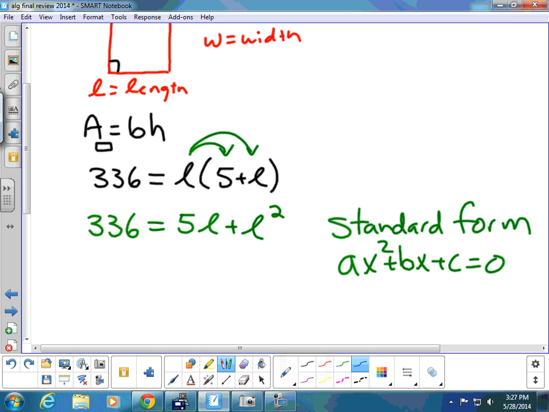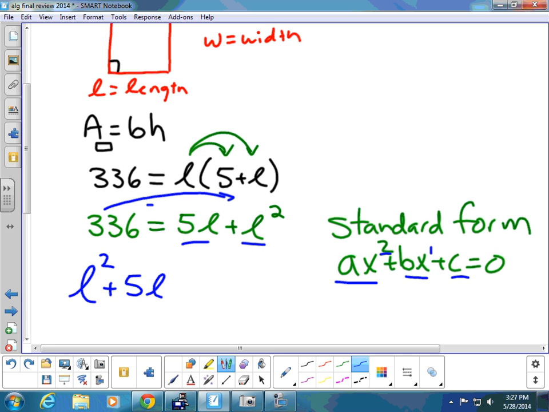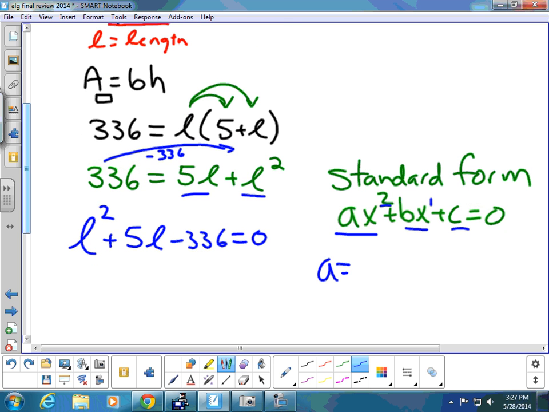Okay, so I have to move this 336 over to the other side, and arrange these terms in order from squared to the first power to just the number by itself. So the L squared is going to go first, plus 5L comes next. And then when I bring this over, I have to subtract 336. And now it equals 0. Now we can use the quadratic formula on this if you choose to. You can go through and say a equals 1, b equals 5, c equals negative 336.